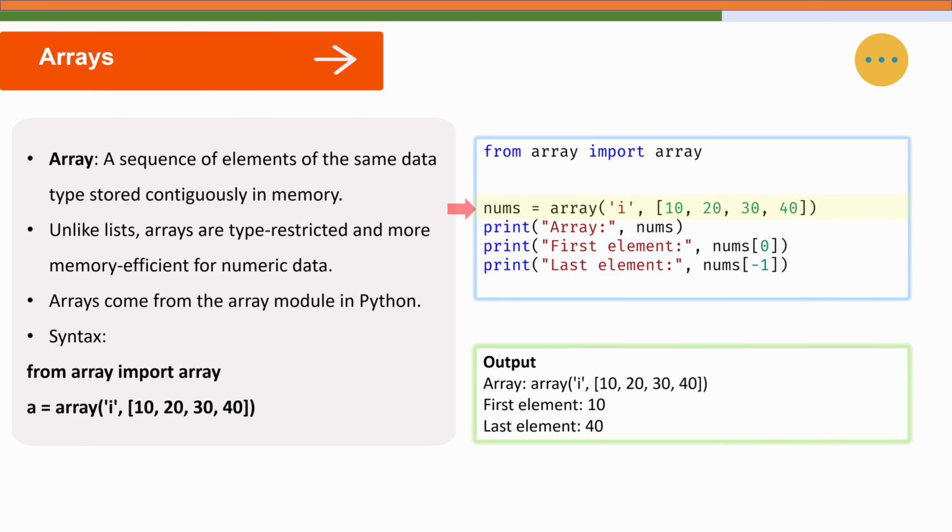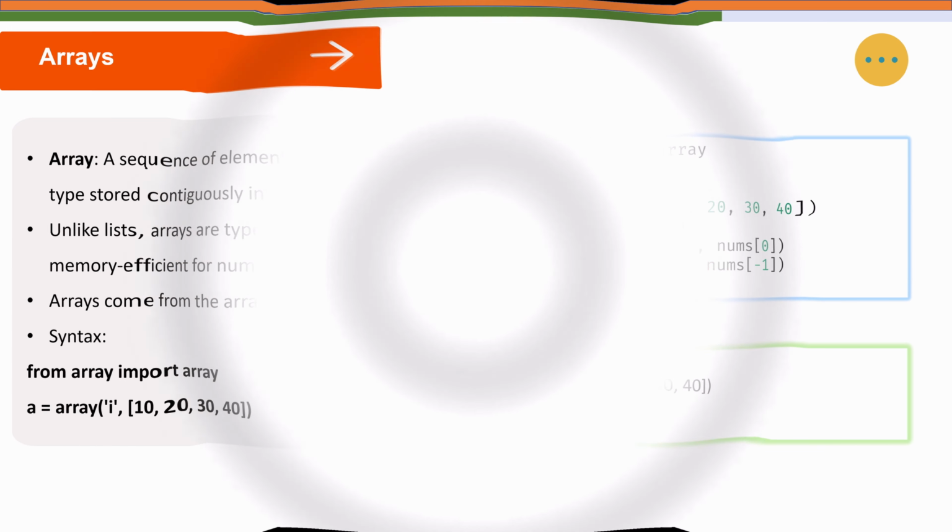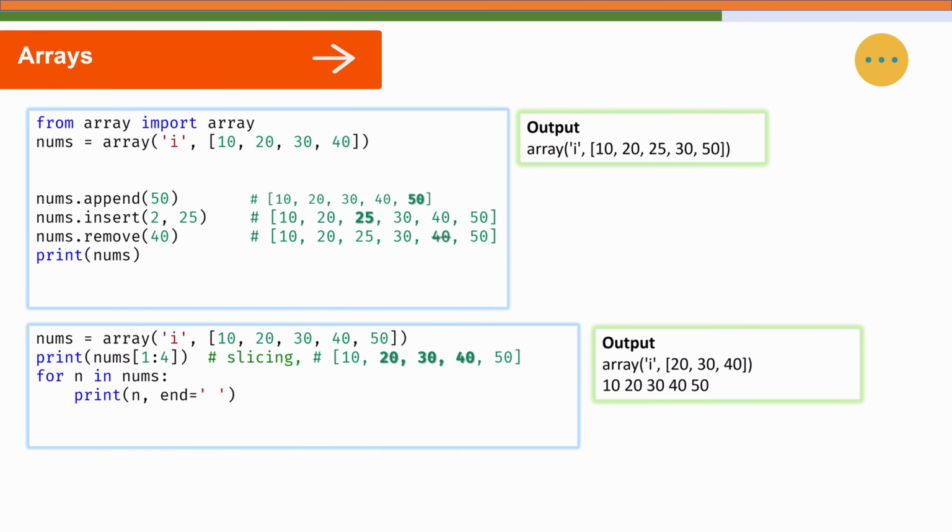We can access elements in an array using indexing just like a list. Index 0 gives the first item, and negative indices count from the end. Arrays support many of the same operations as lists. You can append elements, insert at positions, and remove values. However, all inserted values must match the array's type code.